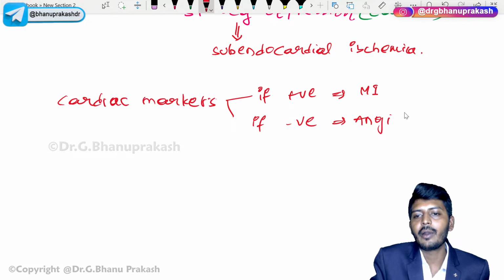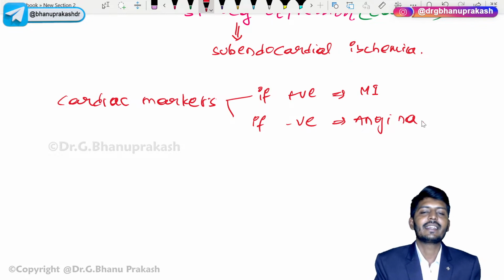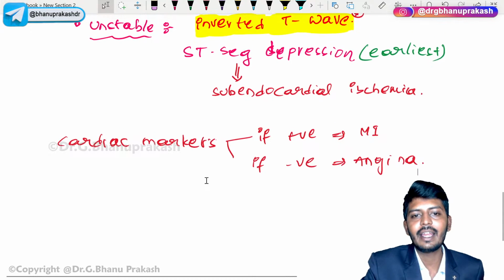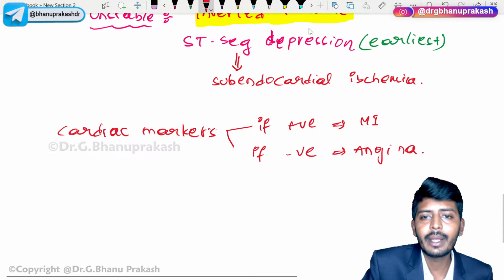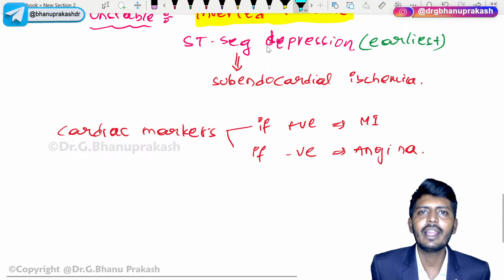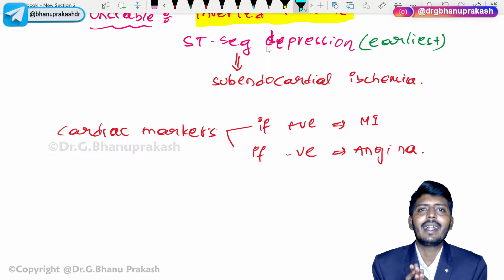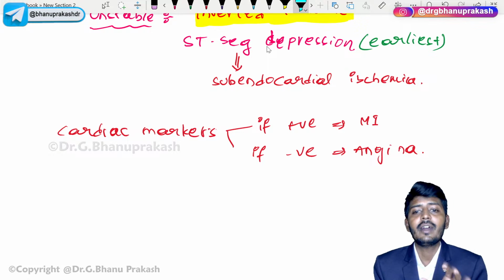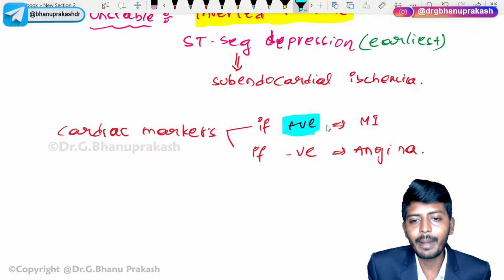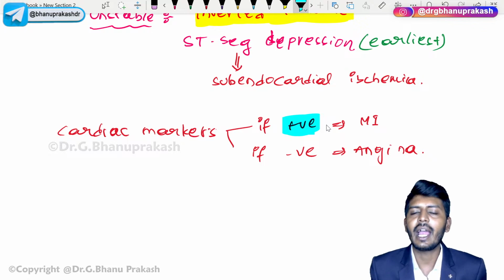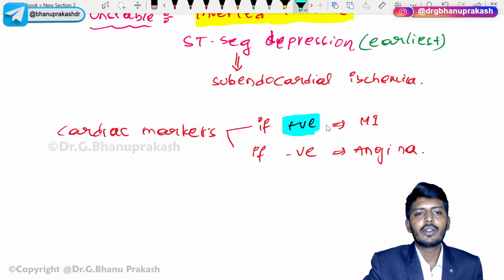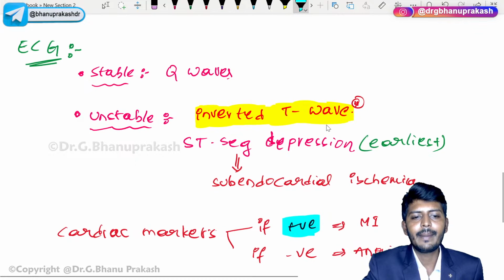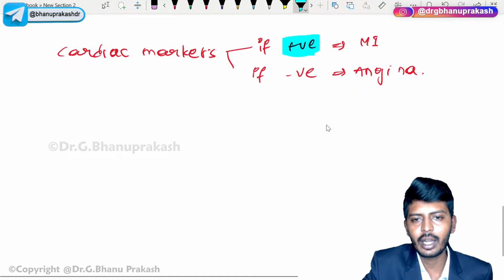Now you can ask me, sir, what about in MI? Yes, ST elevation can be seen. Here also first ST depression, later it can proceed into ST elevation. But in cases like NSTEMI, non-ST elevation MI, ST elevation may not be seen. Even if it is not seen, if the cardiac marker is positive, that is the absolute diagnostic factor for making a diagnosis of myocardial infarction. So this is the story of stable, unstable angina and cardiac markers.